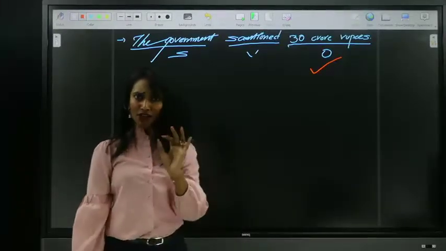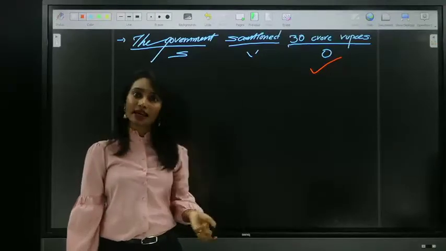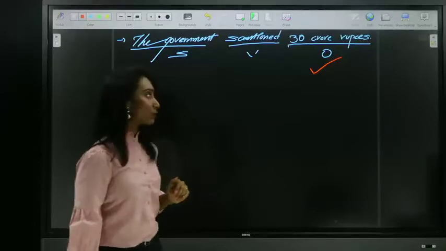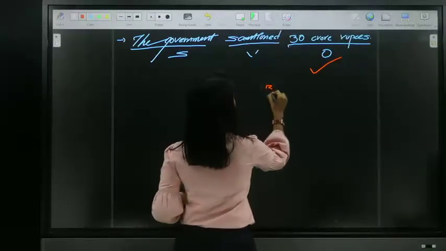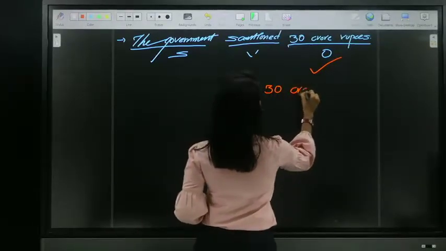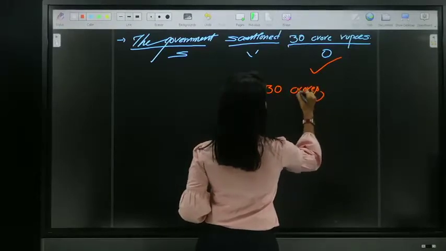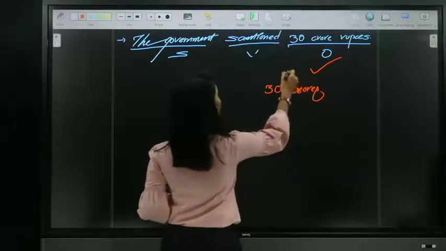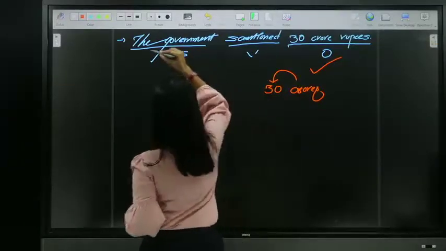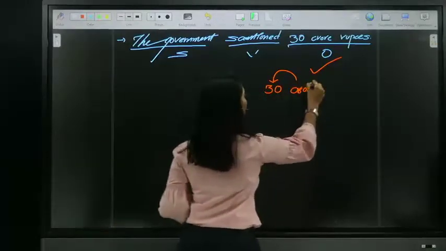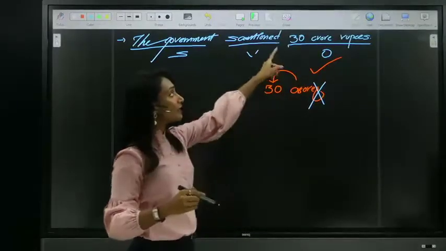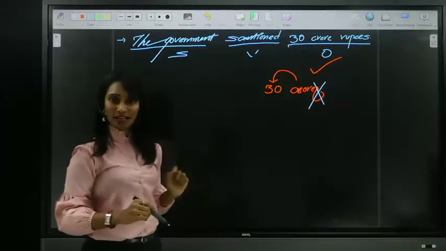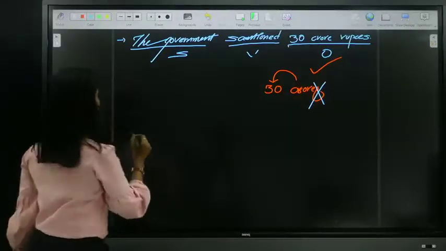In examinations, every time they will not give you with error only. Sometimes they may give you the correct sentences also. So many people feel it as 30 crores, but as I already told you, units of counting when preceded by a numerical adjective, that is number, should not be pluralized. So 30 crore rupees is absolutely correct. So that sentence is correct as it is.